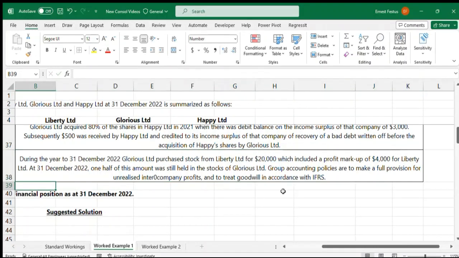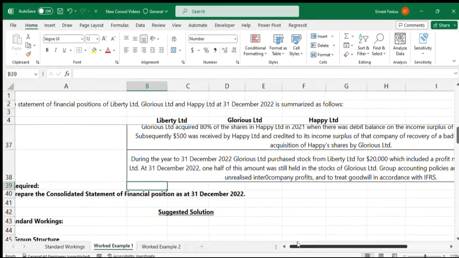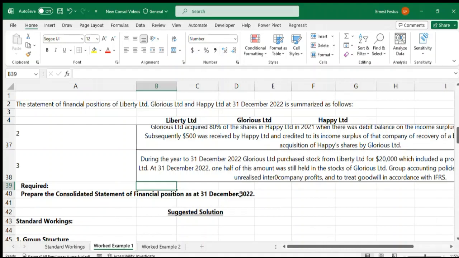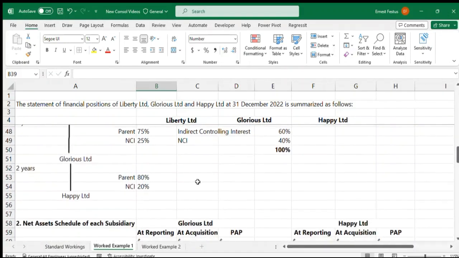So we have that. Which included a profit markup of $4,000 for Liberty Limited at 31st December 2022. One half of this amount was still held in the stocks. So we know that this is going to be treated under retained earnings. So this is some of the tricks that are involved in solving consolidated financial statement questions so that you beat time. Alright, so we have that.